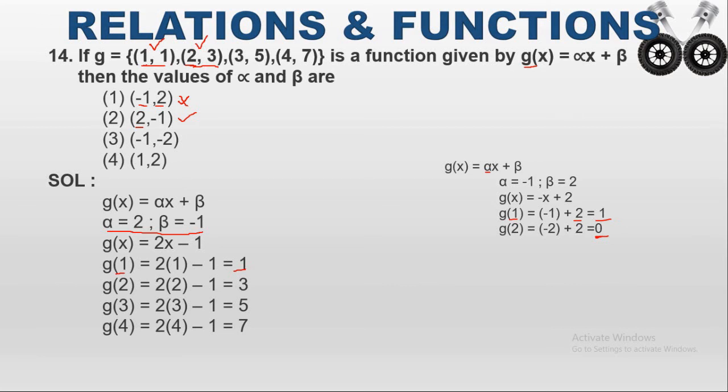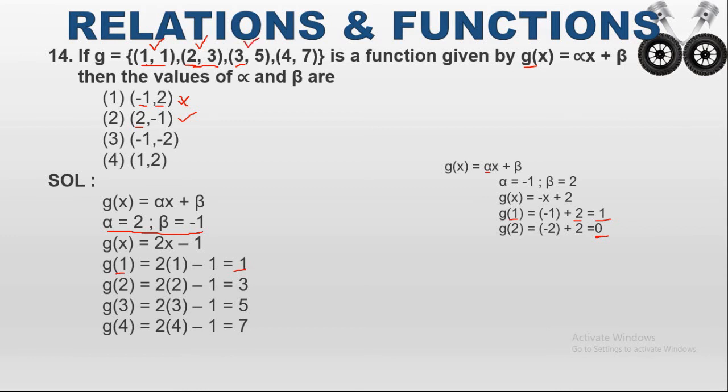Then in third order pair, what is the input here? The input is a 3. So g of 3 equal to 2 into 3 minus 1. 2 into 3 is 6. 6 minus 1 is 5. So whenever I give the input as 3, the output is a 5. So the third order pair is also true.